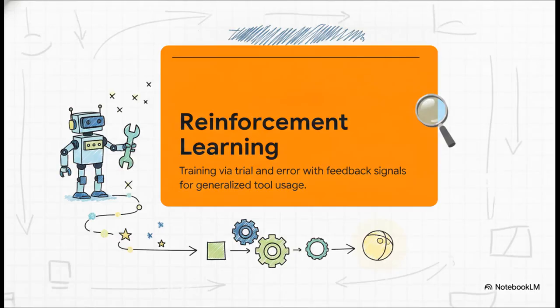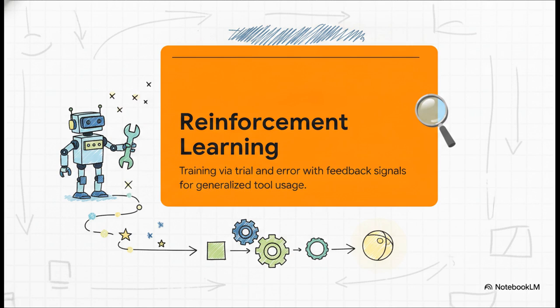Finally, if you want the absolute most robust, generalized agents, developers are now turning to reinforcement learning. Supervised fine-tuning is great, but it essentially just teaches the model to mimic examples. And mimicking is kind of like learning to ride a bike by watching YouTube videos, right? Reinforcement learning, on the other hand, is like actually getting on the bike, falling off, and learning to balance.